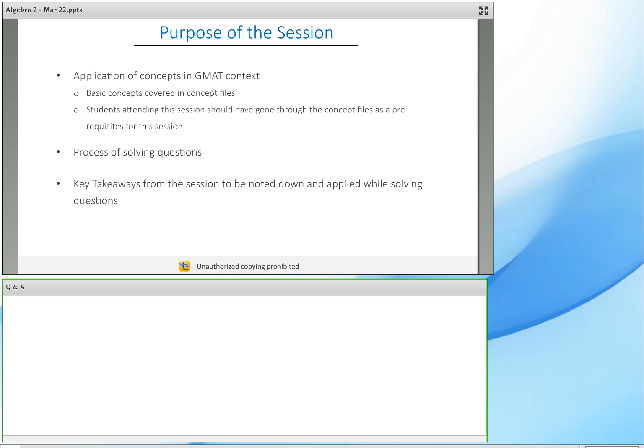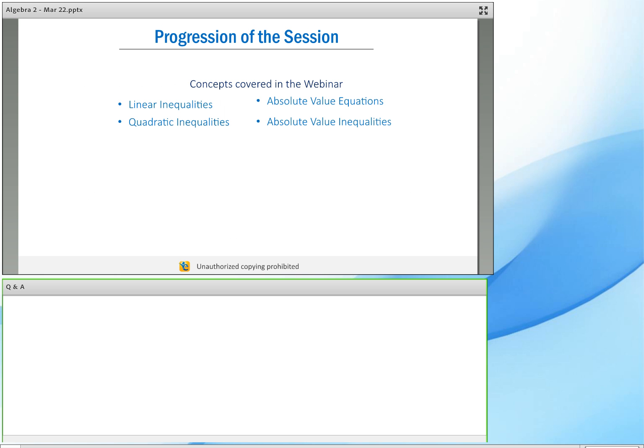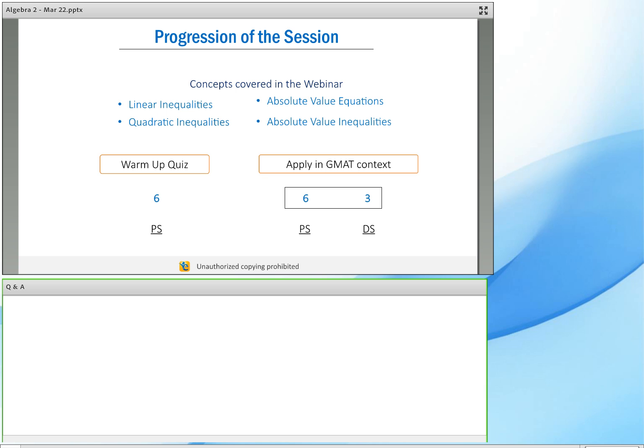This session is divided into about 4 sections. After each section, I want to make sure that we note down the key takeaways. We're going to start with a warm-up quiz. The purpose of this quiz is just to give you a refresher. There'll be 6 problem-solving questions, then another 6 problem-solving questions, and we're going to end with 3 data sufficiency questions. These 9 questions are going to be 600 to 700 and 700 level plus questions overall.